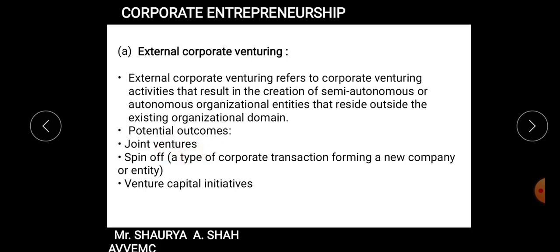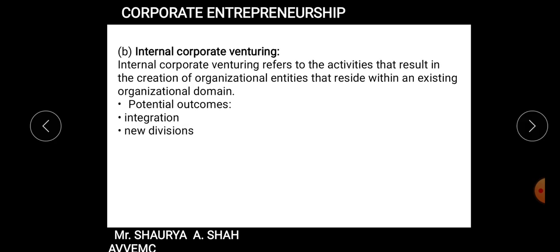You create a joint venture with another company. Spin-off, what do you mean by spin-off, students? It is a type of corporate transaction forming a new company or entity. From an existing company you spin off a new corporate company. Then it may also be venture capital initiatives. I hope it is clear. So that is external corporate venturing.